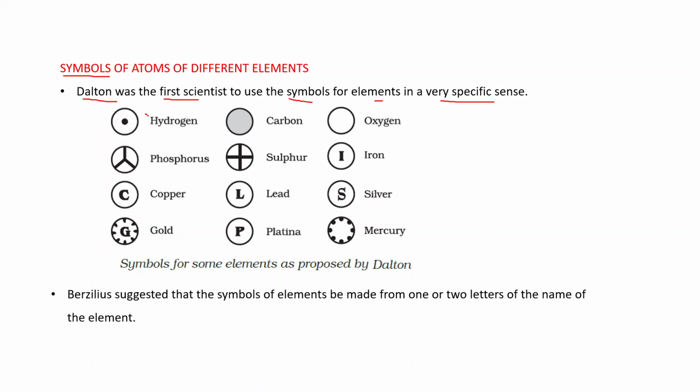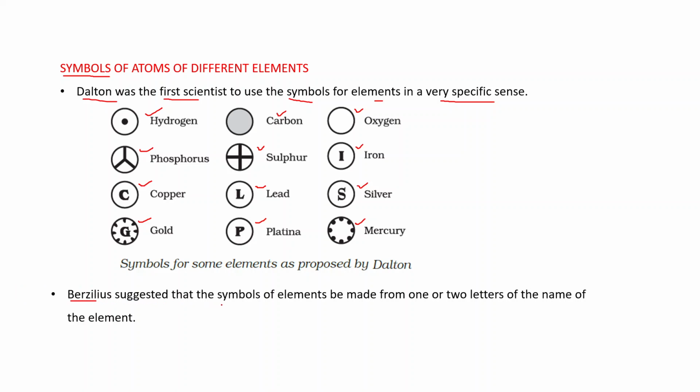Hydrogen is represented like this. This is carbon. This is oxygen. This is phosphorus. This is sulfur, iron. This is copper. This is lead, silver, gold, platinum, and this is mercury. These symbols were given by Dalton.